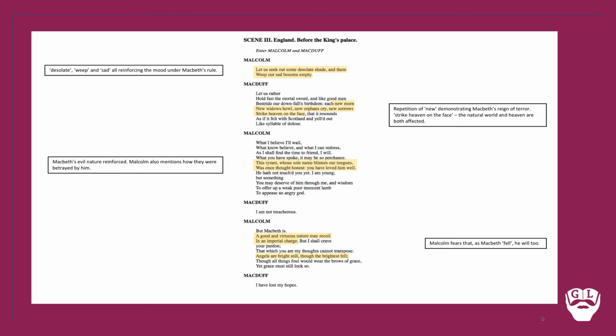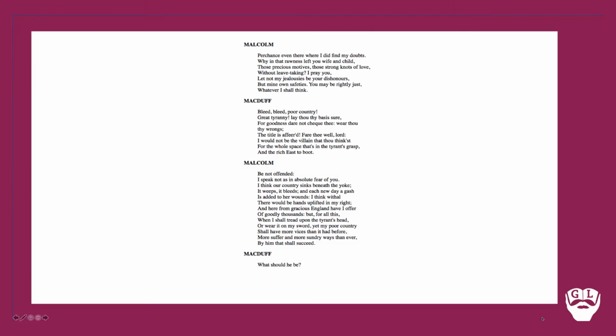Macduff then says he feels he's lost his hopes and he's worried that Malcolm won't continue. Malcolm continues and says, "Why in that rawness left you wife and child?" He's confused as to why Macduff's sudden abandoning of his family has taken place. You know, why were they not there with him? Why has he done this on such a quick hour?